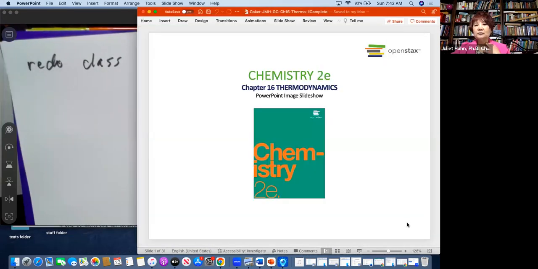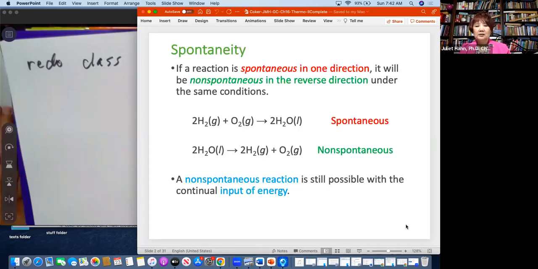So what we did on April the 13th is we started chapter 16, thermodynamics. We had actually done a chapter on thermodynamics earlier in General Chemistry 1. This is the second half of that. So we're just going to introduce some new topics that we did not discuss in Thermo 1. The first topic that we're going to talk about is the idea of spontaneity.